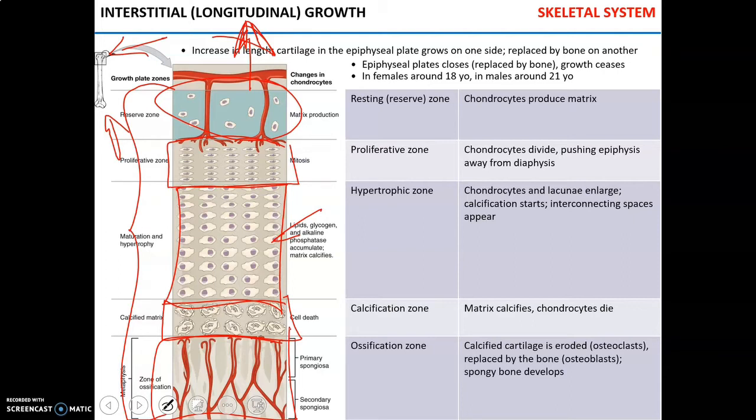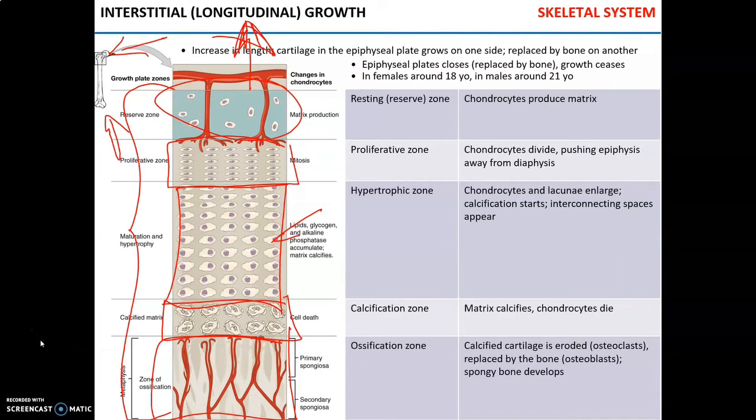The epiphyseal plate closes in females around 18 years of age, in males around 21 years of age. That's when growth of people ceases. It's not universal. Some people stop growing earlier, some people stop growing later, but in general, this happens around that age.